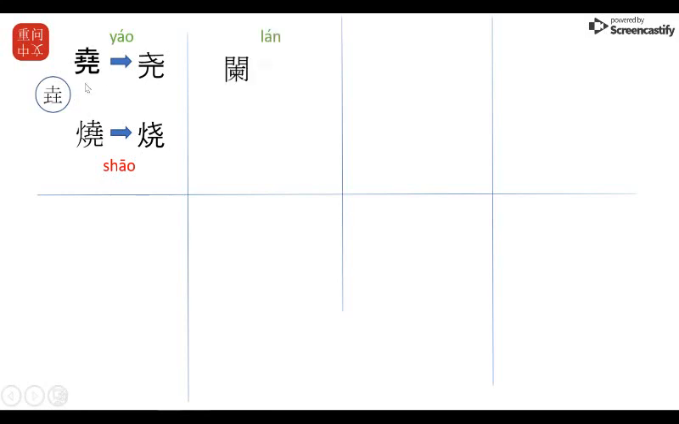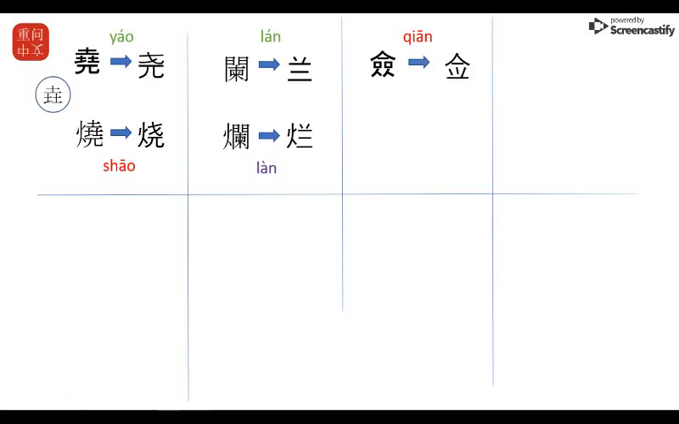Next, we have the character lan, which has been simplified to this. For example, in the word lan, meaning to decay or to rot. Qian, which has always been simplified to this element. For example, we have lian, meaning face, and you can see the simplified element here on the right. I'm stating again that I'm only giving you here one example of each character that has the simplified element. For each of these examples, there are many characters which follow the same simplification rule.